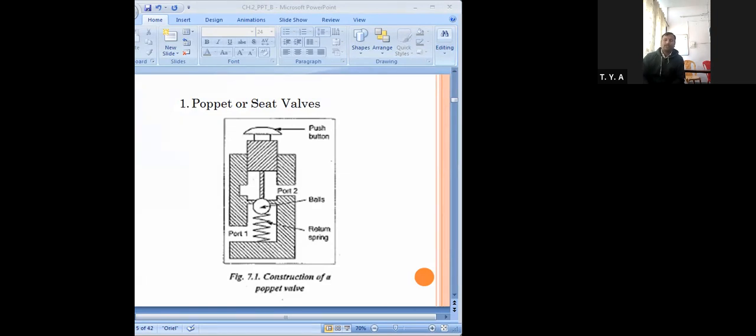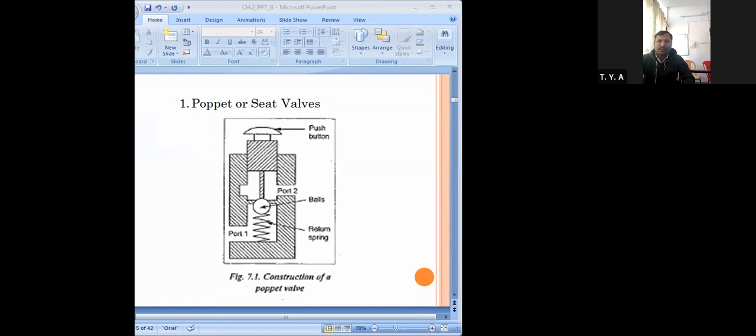You can go for the check valve or relief valve. Applications in which flow reversal is not required, there you can use this poppet valve, that is the check valve or the relief valve. Also low power applications, for those you can use this poppet valve because of their relatively high leakage rates. This is a poppet valve.